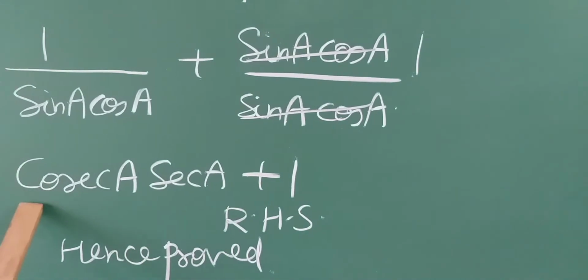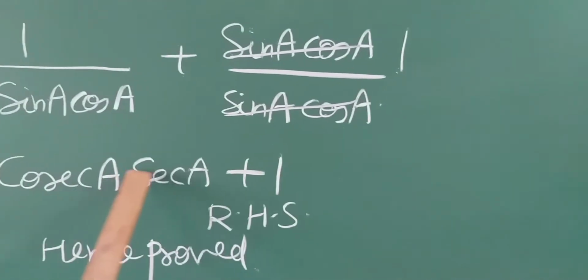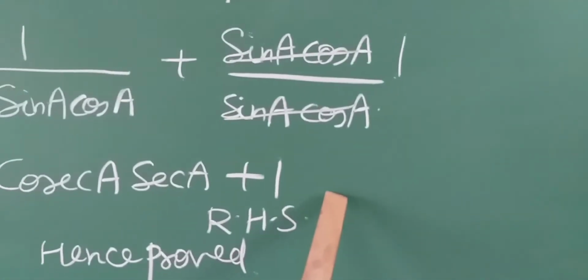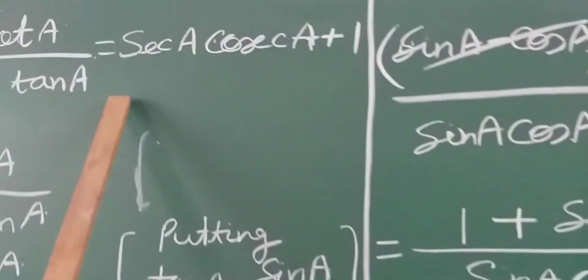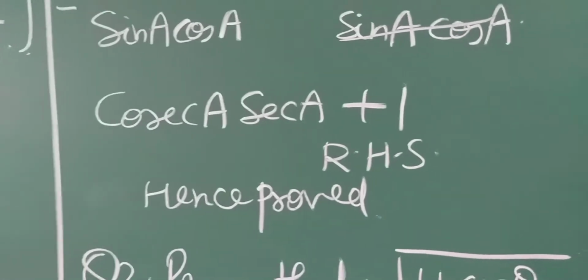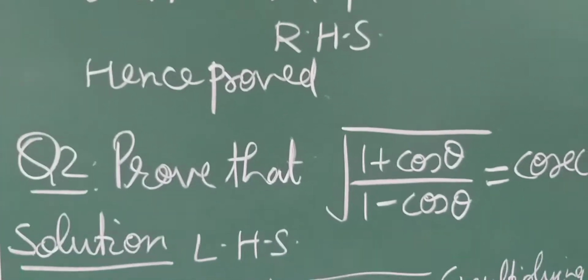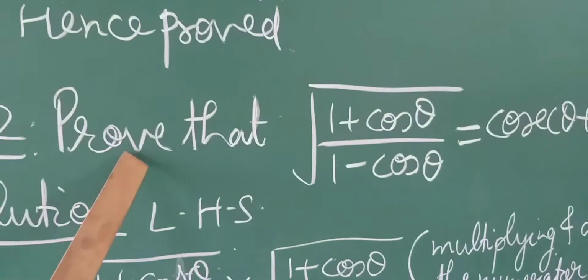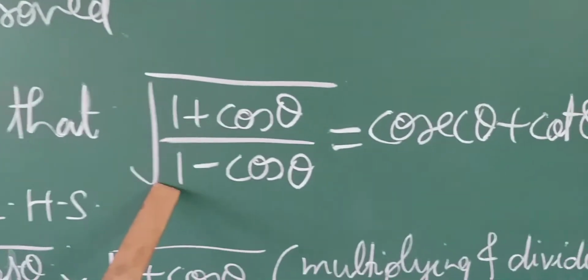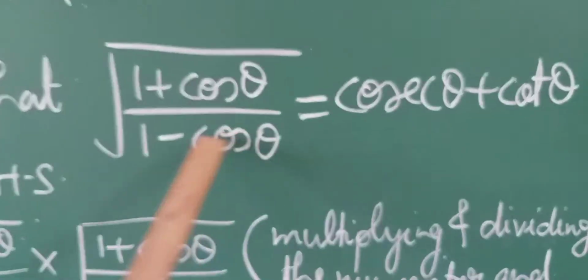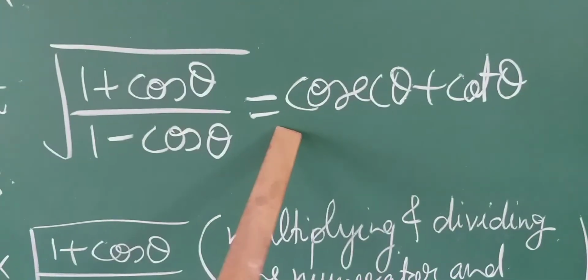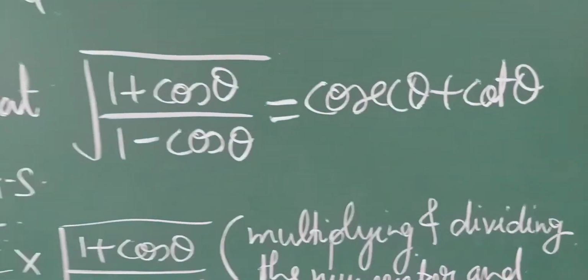So it will be cosec a sec a plus 1, and students, we have to prove this. So we have got RHS, as proved. Let us solve one more question, students. We have to prove root of 1 plus cos theta upon 1 minus cos theta equal to cosec theta plus cot theta.